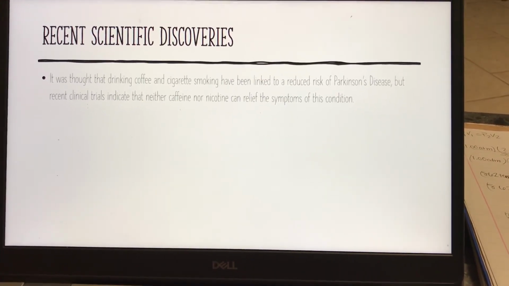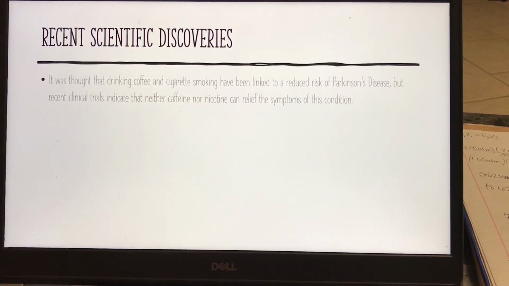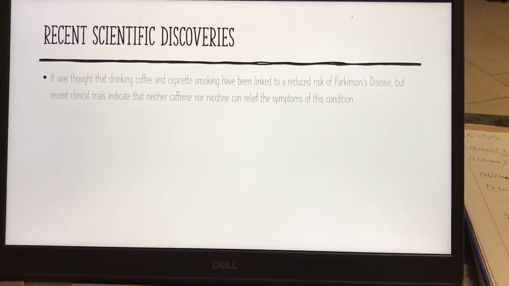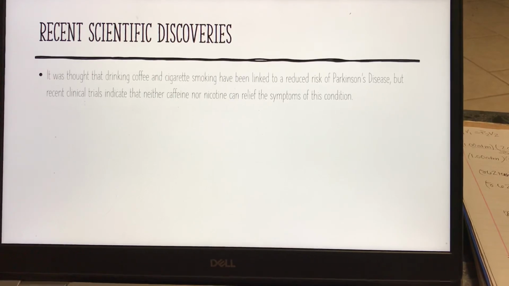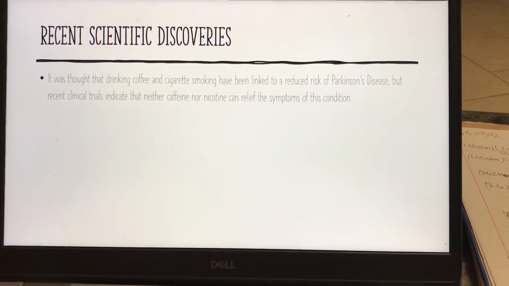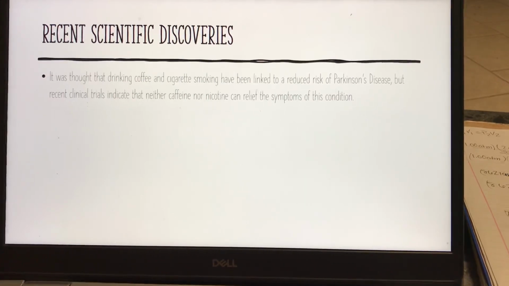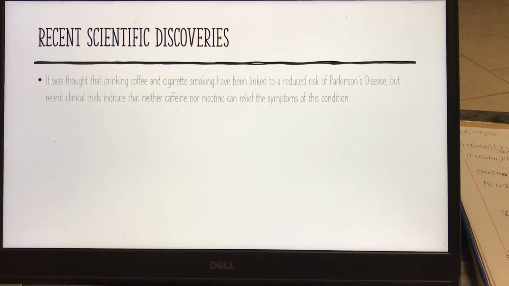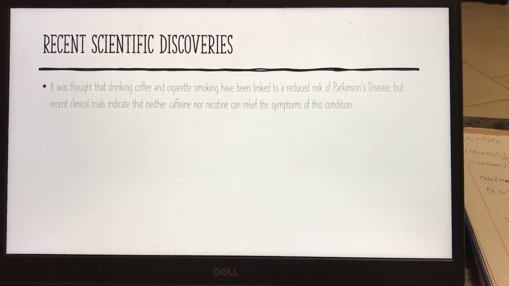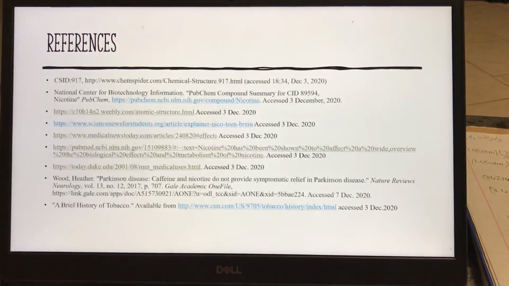Some of the recent scientific discoveries: it was actually thought that drinking coffee and cigarette smoking have been linked to reduced risk of Parkinson's disease, but recent clinical trials indicated that neither caffeine nor nicotine can relieve the symptoms of this condition enough to offset the nausea and vomiting and the side effects that come with the actual nicotine.